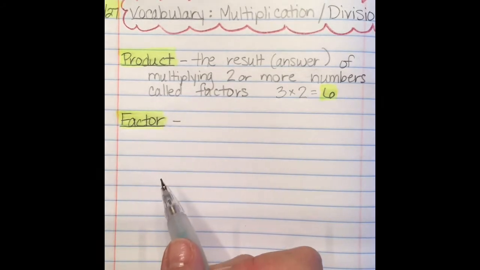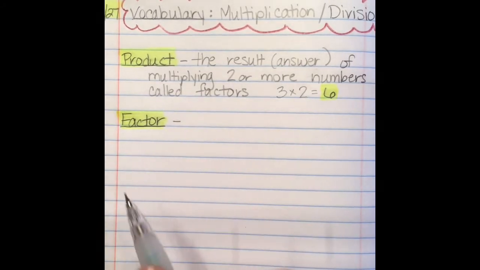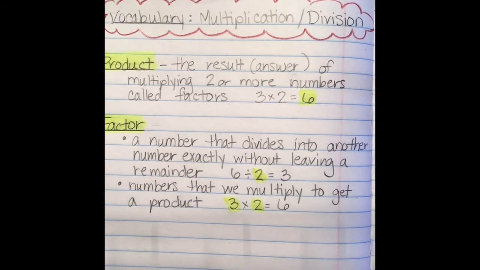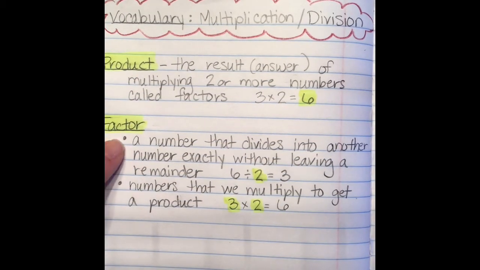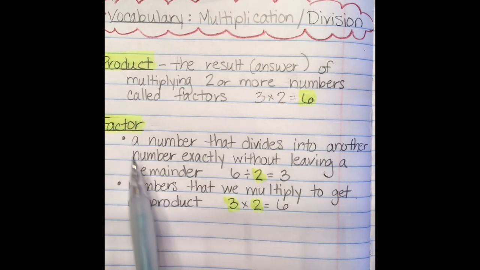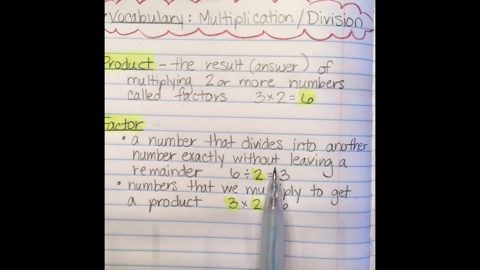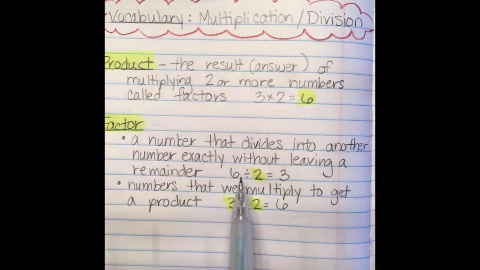So I'm actually going to write a couple of definitions, so pay attention to how I've organized my page. Please go ahead and notice how I've used bullets and I indented. I put my first bullet, and it's a number that divides into another number exactly without leaving a remainder. So for example, 6 divided by 2 equals 3. 2 is a factor of 6.